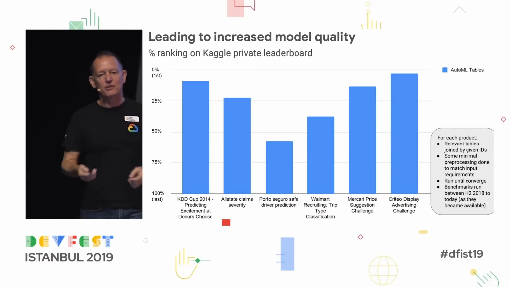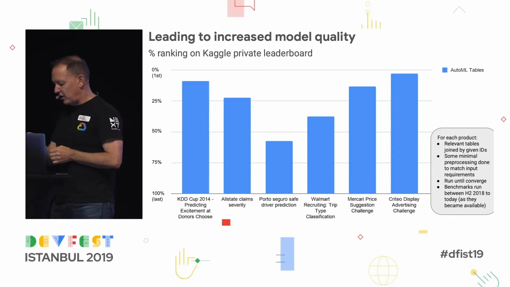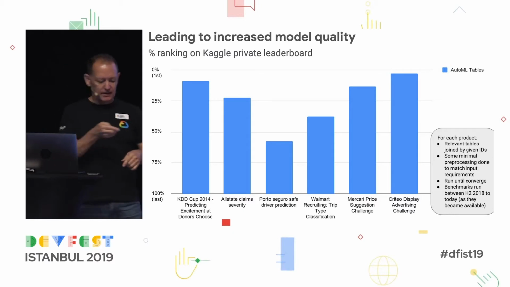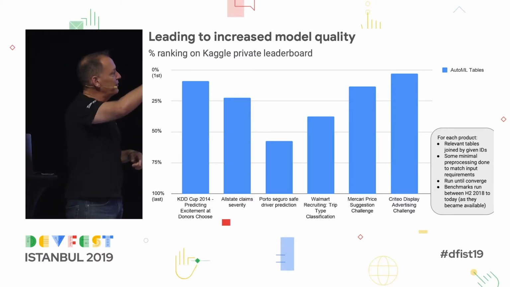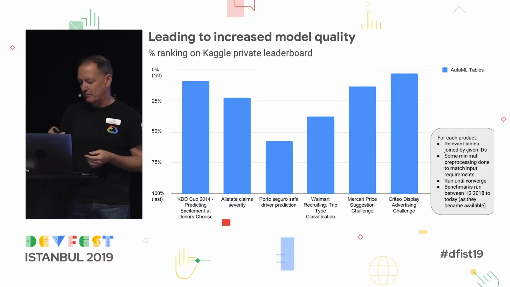We've been submitting AutoML models now to a bunch of Kaggle competitions, and it is doing pretty darn good. So in this case, you see some of the examples are up within the top few percent of the top hand-trained models that are there.